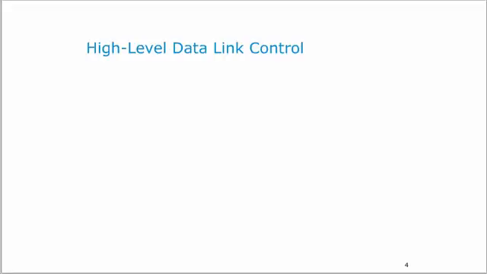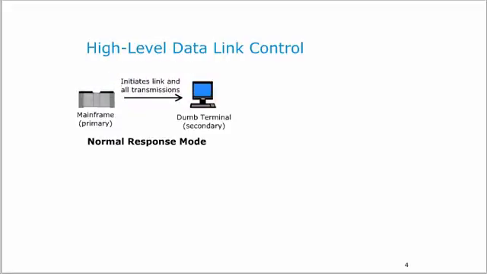HDLC is one of the oldest data link layer protocols for the WAN. In fact, it predates the PC and was originally developed for mainframe environments. Because of this, HDLC was originally designed for use with primary and secondary devices, such as a mainframe with dumb terminals. Although HDLC has been updated for use in the PC environment, you may encounter the following terms which originate from its early use. Normal Response Mode, or NRM.